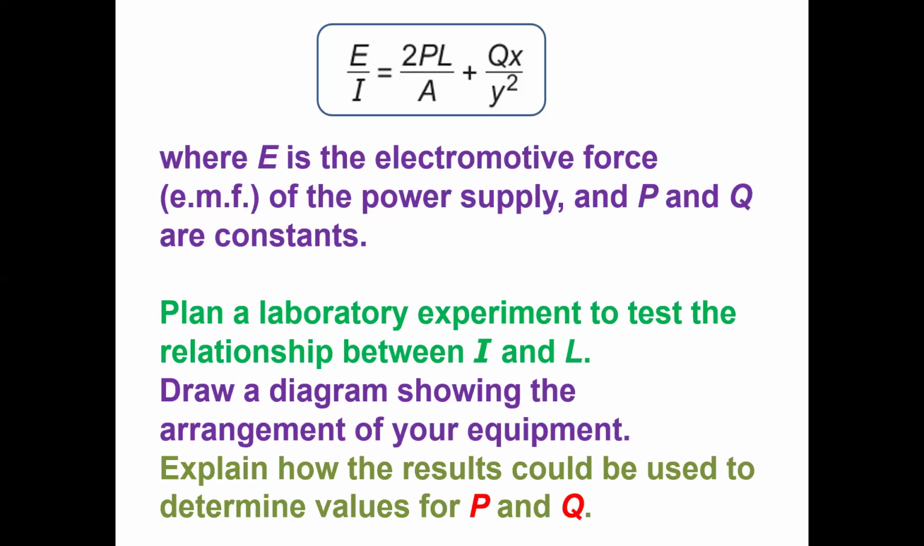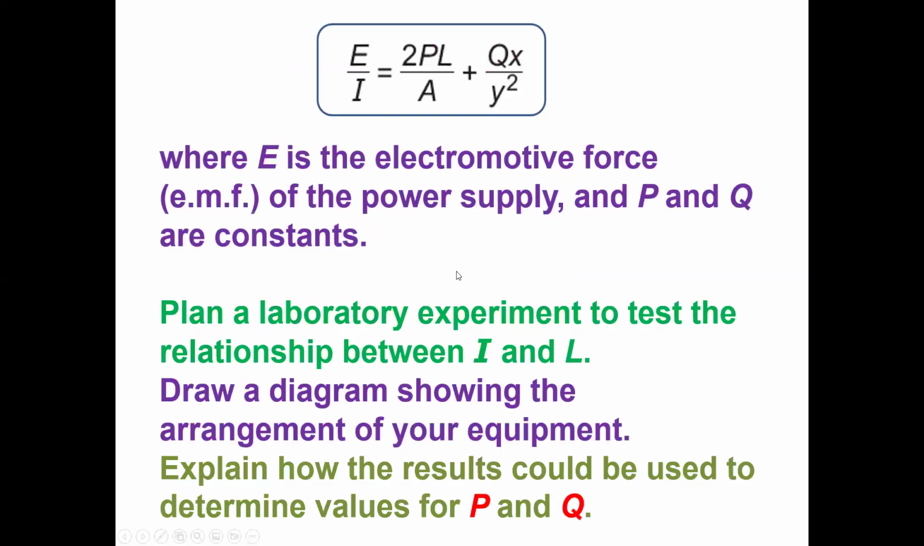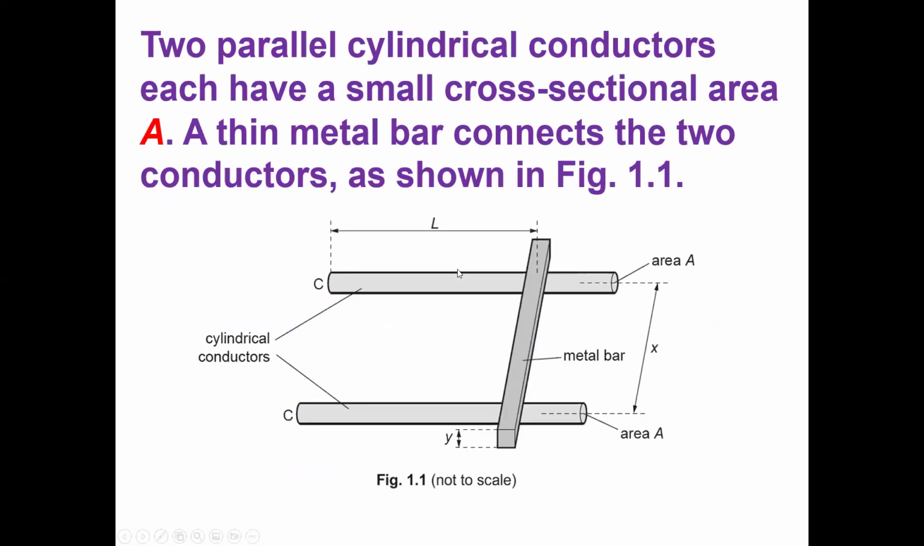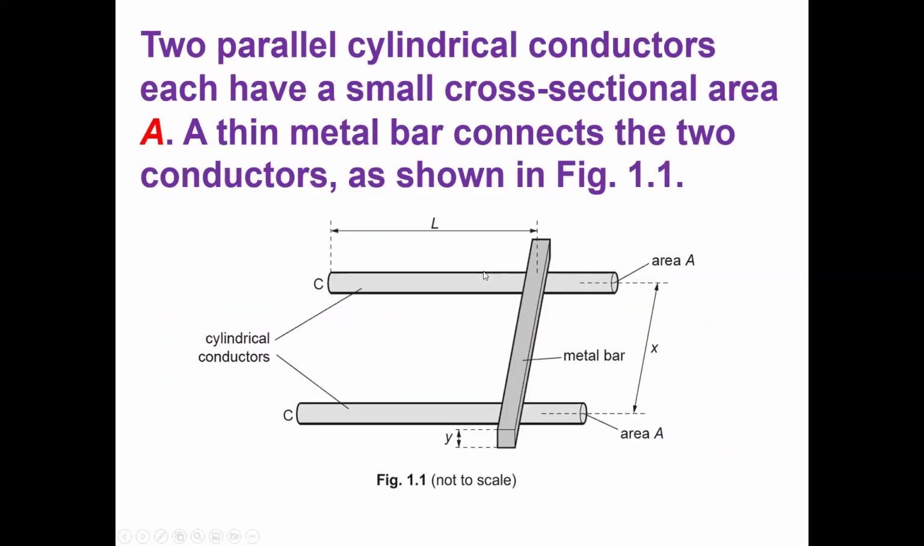Now you have to carefully see, plan a laboratory experiment to test the relation between I and L. So it's important to read the question twice. So you have to read it again. This is a metal bar. The diagram needs good understanding.